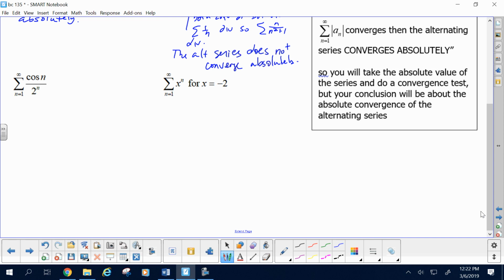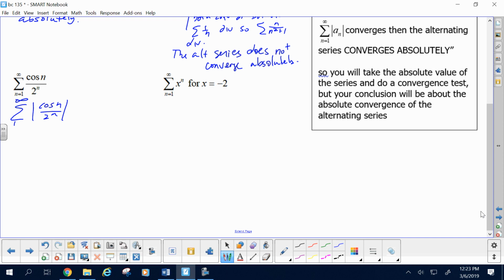Cosine of n, based on the period being 2 pi, would be positive for a little bit, then negative for a little bit, and so there might be a weird pattern to the signs. Are you with me? Okay. If you were, however, to do the absolute convergence of that, then that whole issue is taken care of. I don't have to sweat that positive negative thing going on because the absolute value would work it out.